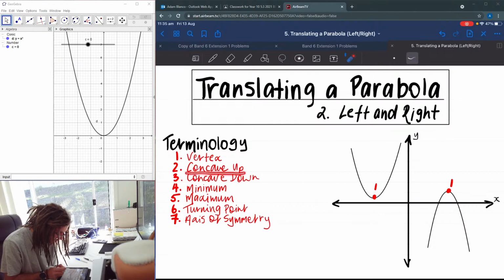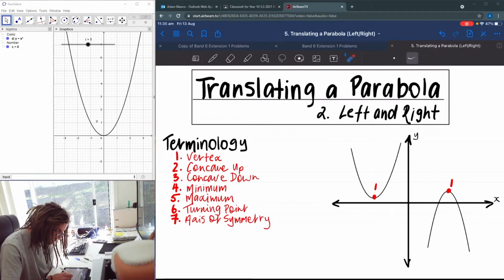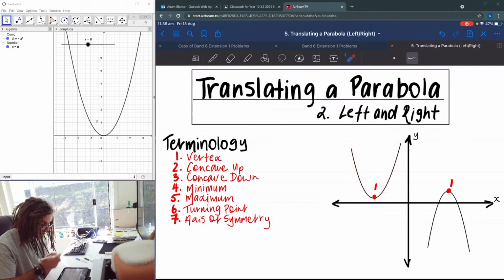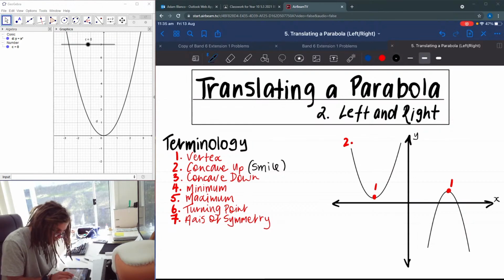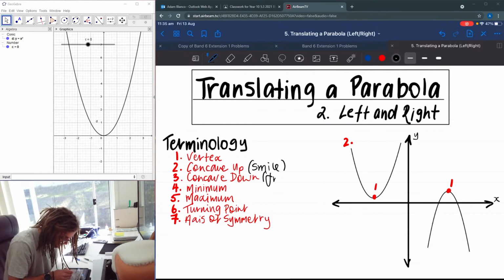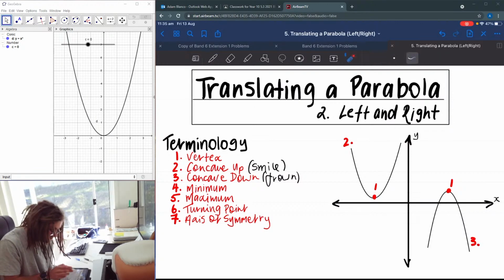Okay, concave up. Concave up means, if you thought of it like a cup facing up, the arrows are going in the up direction. So concave up means it looks like this. It's just like a smiley face. So I think of concave up as a smile, and that's this parabola here. Conversely, concave down means like a frown. So down, you might be sad. That's this parabola.